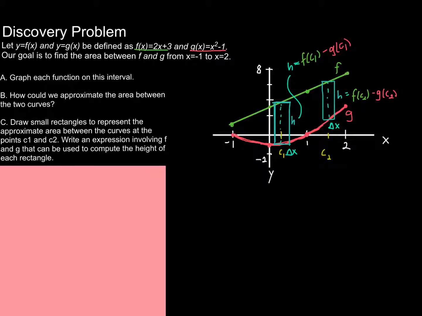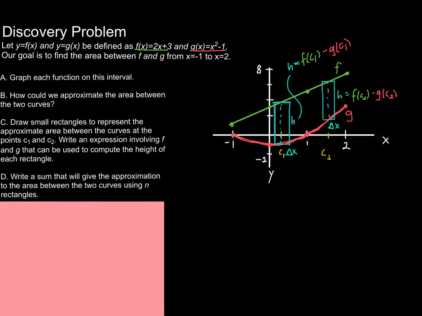And of course, we remember what delta x is. It's just the length of our interval divided by the number of intervals that we have. So now we have a grasp on the height, and we have a way of determining the base of each of these rectangles. Alright, so now we're ready to write a sum that will give us an approximation to the area between these two curves using n rectangles. I want you to write that sum now on your own.